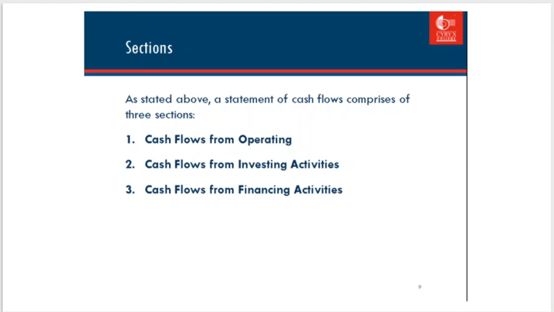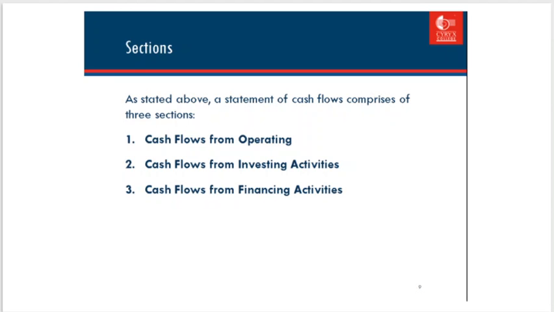Sections. As stated above, a statement of cash flows comprises three sections. First, cash flows from operating activities. This section includes cash flows from the principal revenue generation activities such as sale and purchase of goods and services. Cash flows from operating activities can be computed using two methods. One is the direct method and the other indirect method.